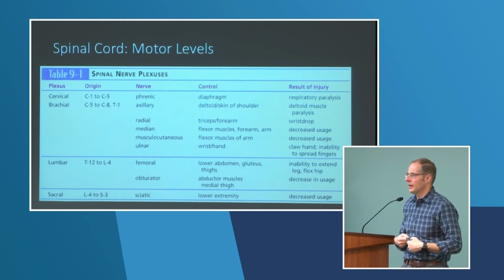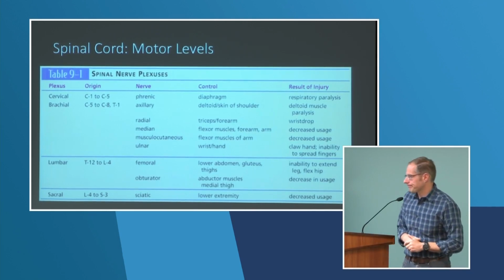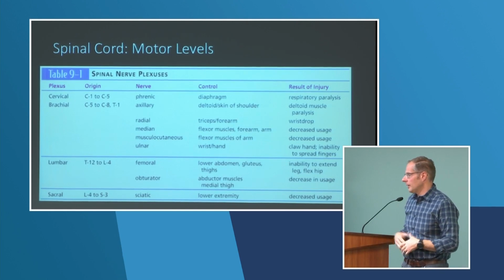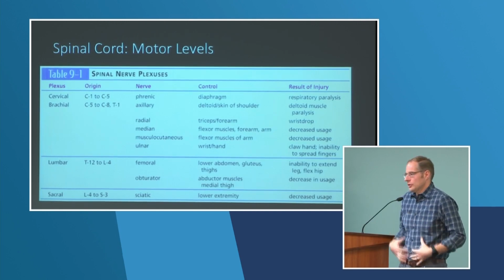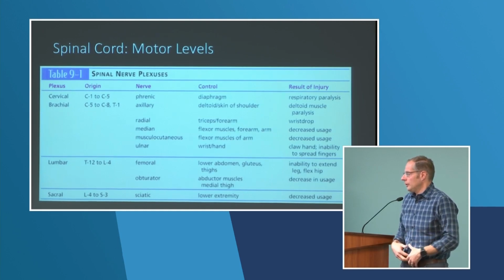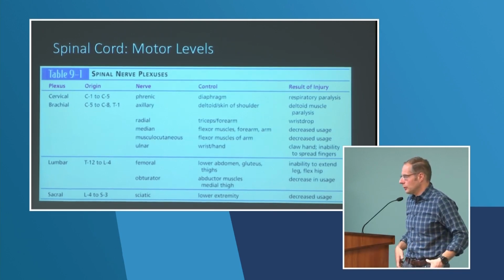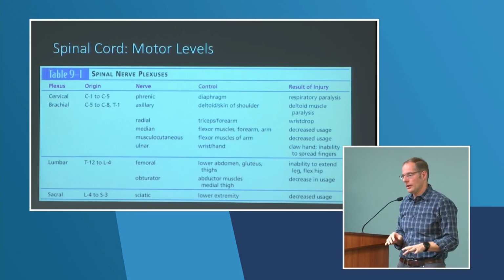What are they able to move? Are they able to flex their bicep? Are they able to move their tricep? Are they able to grip? And then in terms of the thoracic spine, it doesn't have much motor control, just mostly core muscles there. And then in terms of the lumbar spine, you're getting into some of the lower abdominal muscles, gluteus and the thighs, the abductor muscles, medial thigh, and then the sacral nerves just control essentially movement of the toes, movement around the rectum.